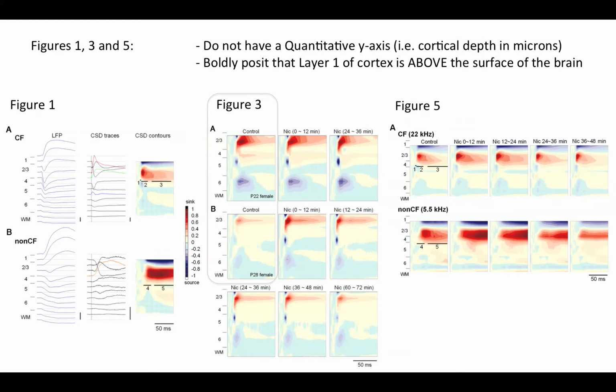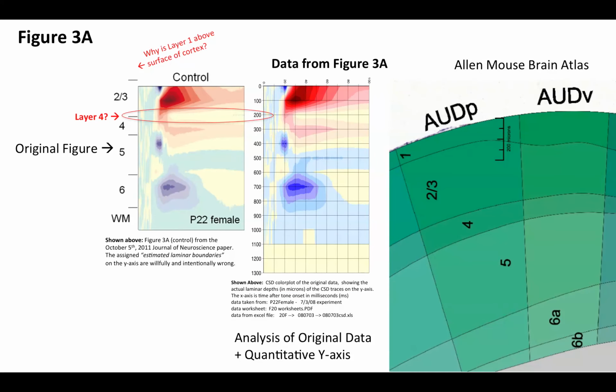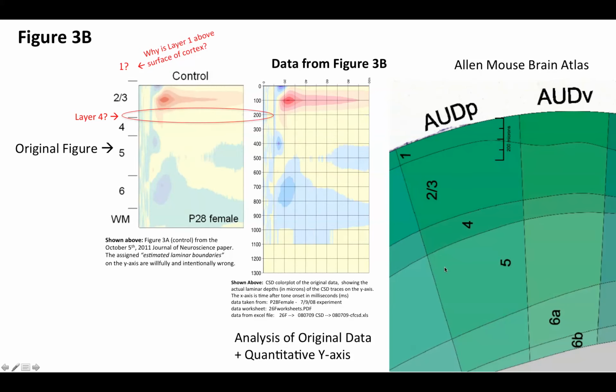So figures 1, 3, and 5, all of them do not have a quantitative y-axis. There is no cortical depth in microns. And all 3 figures boldly posit that layer 1 of cortex is above the surface of the brain. Again, in figure 3a, they put layer 4 at a depth of only 200 microns, which is layer 2, not layer 4. And we have to ask why they placed layer 1 above the surface of cortex when the recordings were from the full depth of auditory cortex. We saw the same thing in figure 3b.